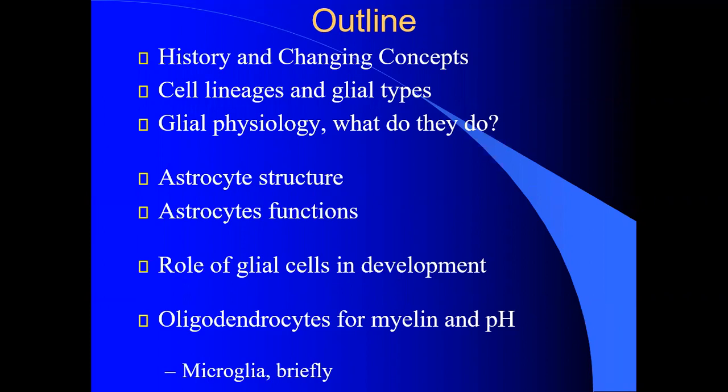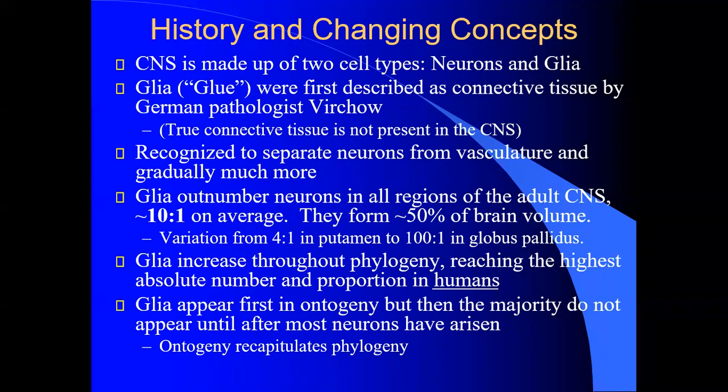We're going to talk a little bit about the history and some of the concepts related to glia. We will then talk about cell lineages in general, neuroepithelial cell lineages, and glial physiology. We're going to look then at the structure and function of astrocytes and glia, radial glia, and the other glia that play a role in development. We're going to look at oligos, and then very briefly microglia, because microglia are very small.